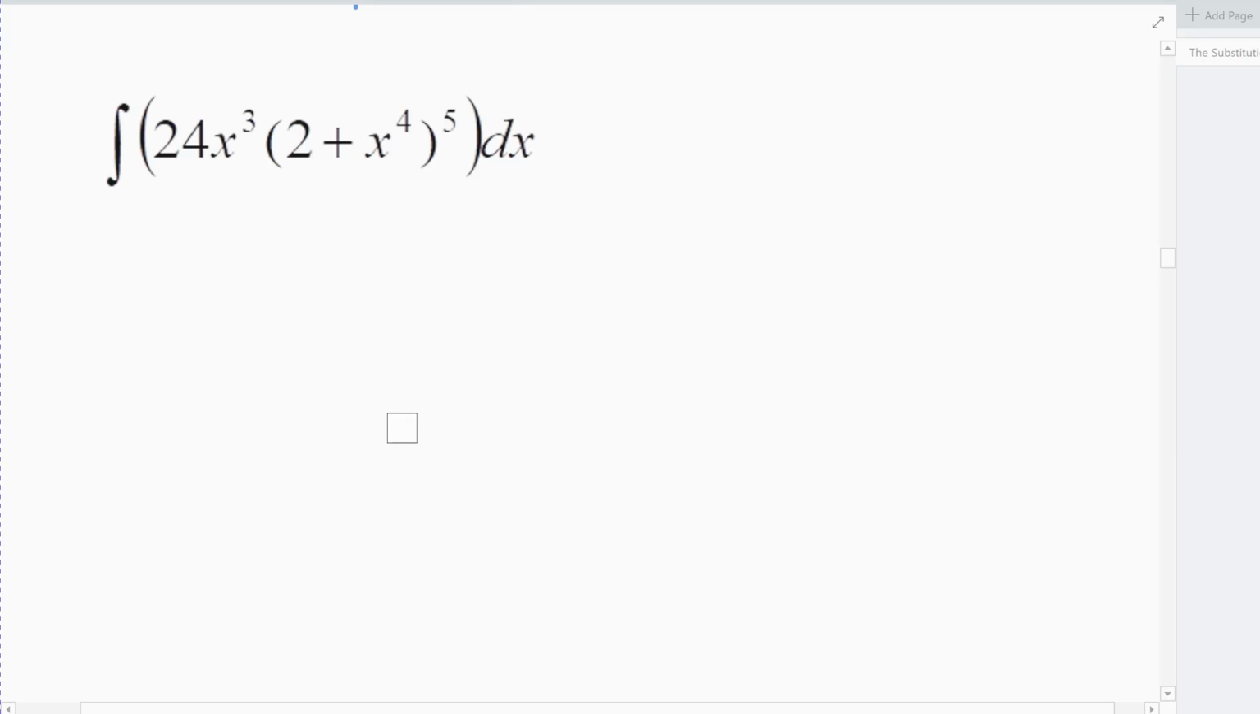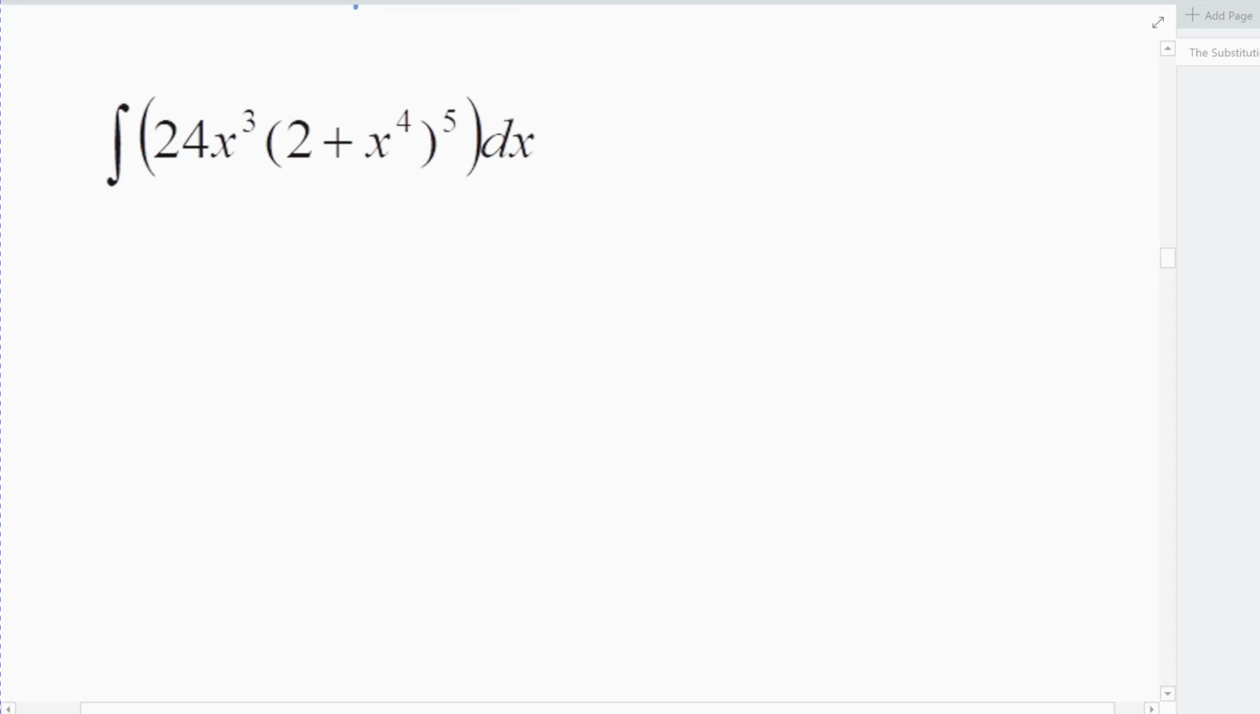So the next example, again, it looks complicated. It really does. There's a lot going on. I've got a 24x cubed. I've got a 2 plus x to the 4th, all inside the 5th power. This whole group is raised to the 5th power. And so it seems like there's a lot going on.